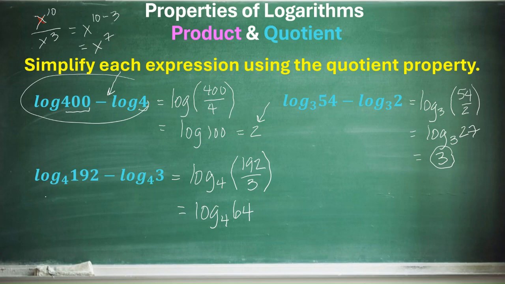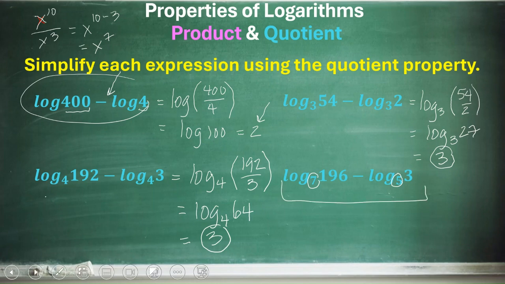Okay. So log base 4 of 64. Again, 4 times 4 is 16. 16 times 4 is 64. That means 4 to the power of 3 is 64. So this also simplifies to a single number, which is 3. All right. Finally, we have log base 7 of 196 minus log base 5 of 3. Straight away, I'm noticing my bases are not the same. Okay, I'm stopping. This is as simplified as this expression can get.